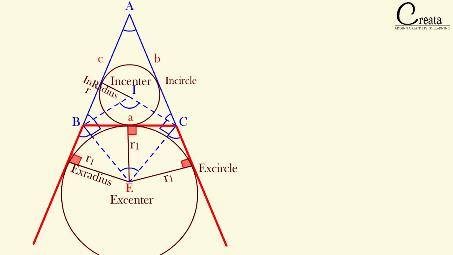Further, the formula of inradius, that is the radius of the incircle, r, is equal to the area of the triangle upon the semi-perimeter of the triangle, that is delta by s. And the formula of exradius, that is the radius of the excircle, r1, is equal to delta upon s minus a. Here delta is the area of triangle ABC and s is the semi-perimeter of triangle ABC. This is the formula of exradius.